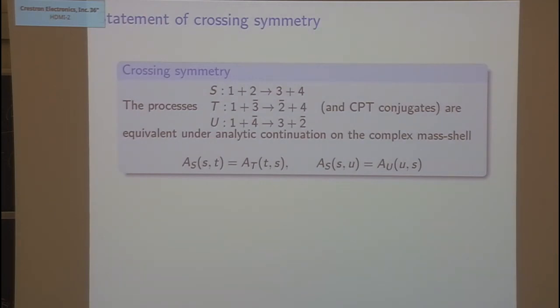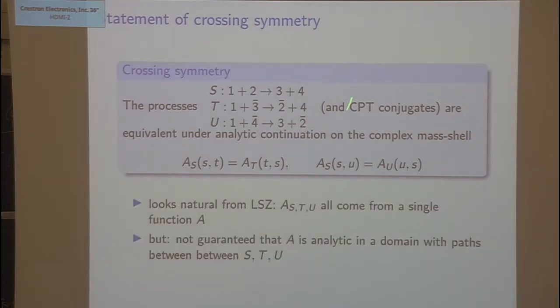Here is the statement of crossing symmetry. For the processes s, t, u, you take 1 and 2 going to 3 and 4 for s, and for t and u you exchange one initial particle and one final particle, and you consider antiparticles instead. All the CPT conjugates are equivalent under analytic continuation on the complex mass shell. In particular, the amplitude in the s region in terms of s and t is the amplitude in the t region in terms of t and s, so you just have to exchange them. Two points are important here: it's really under analytic continuation, and on the mass shell.